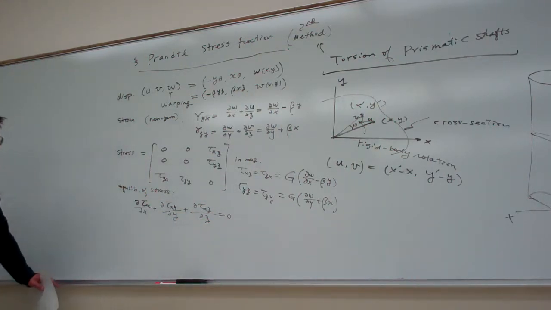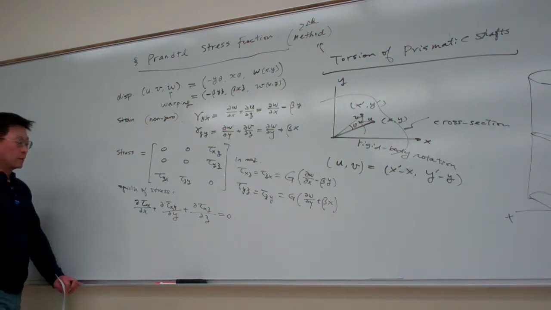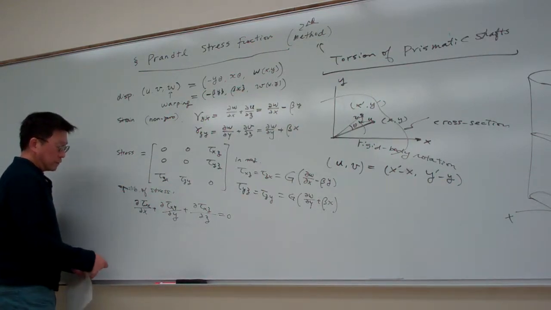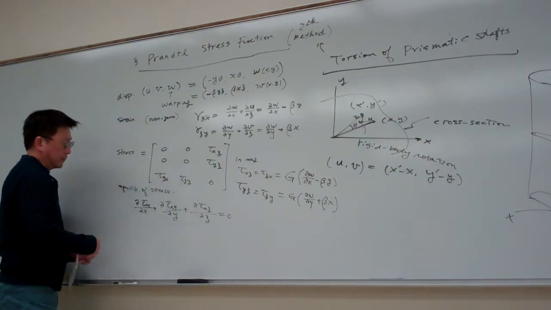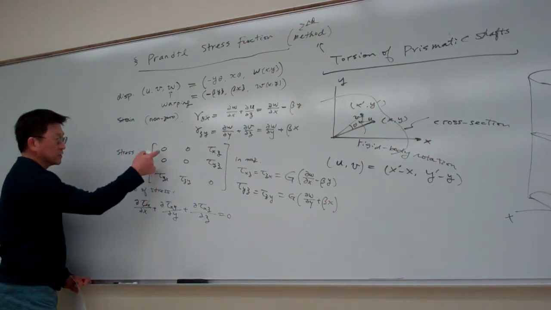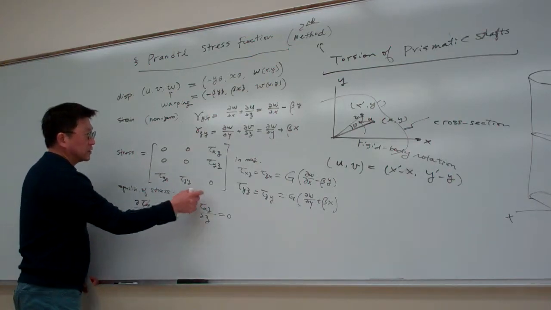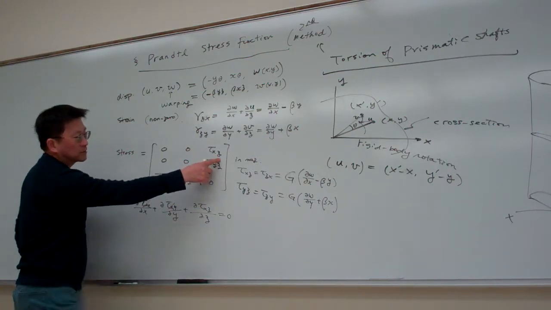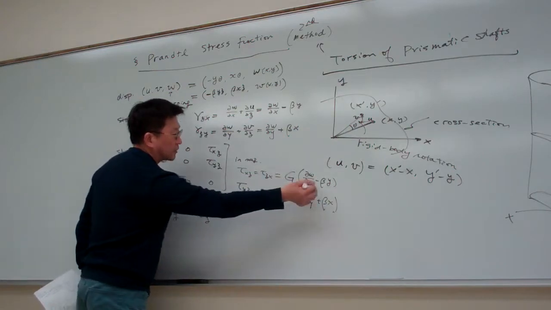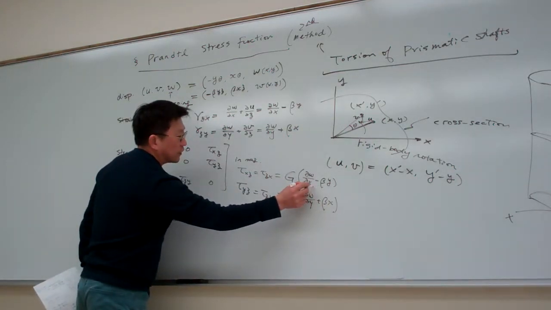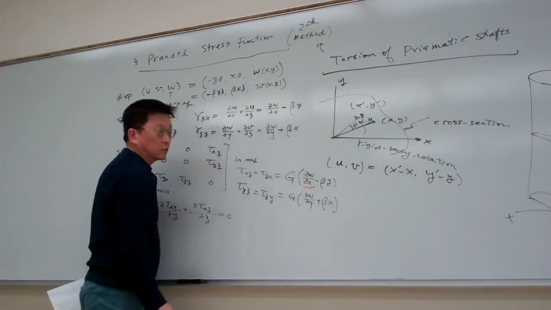Okay, so that is the first equation here. For the first equation, from here you can see this component equal to 0, this component equal to 0, and this component tau xz. What is tau xz? Tau xz is the contents here. This is a function of x and y.